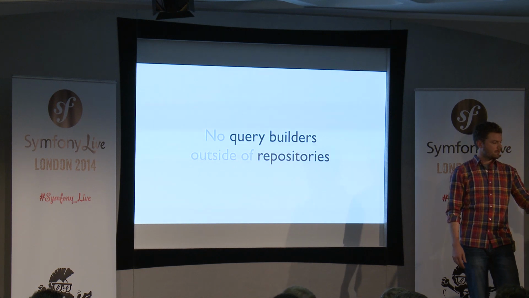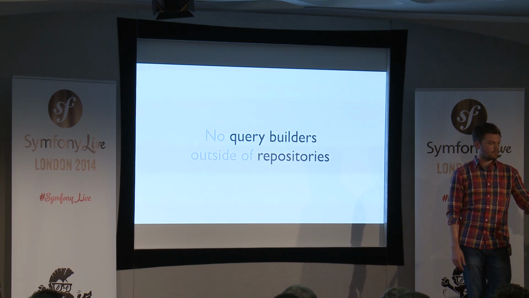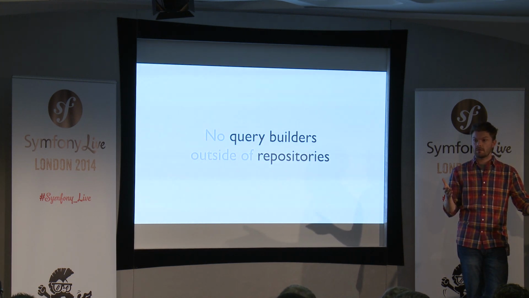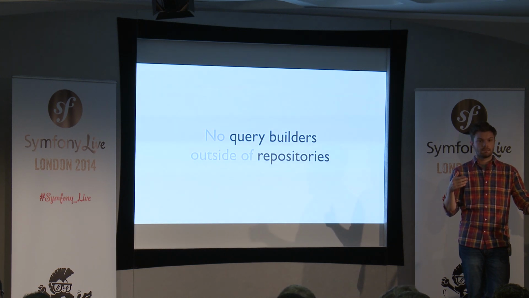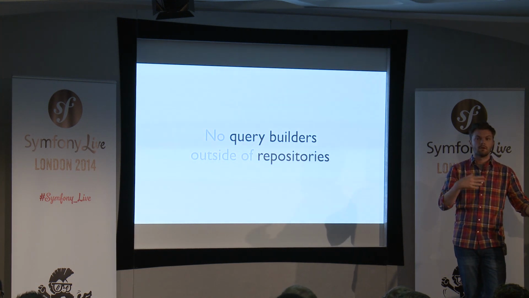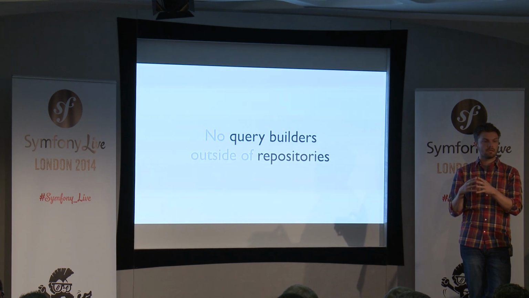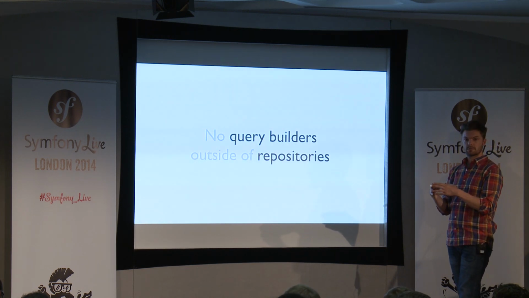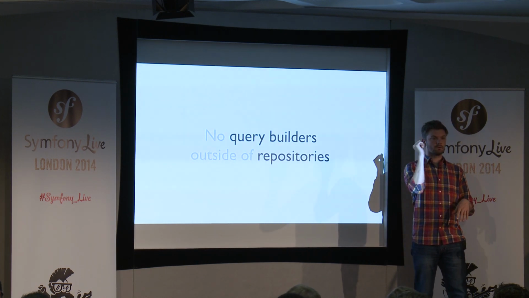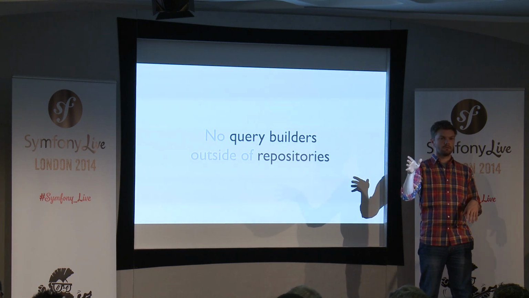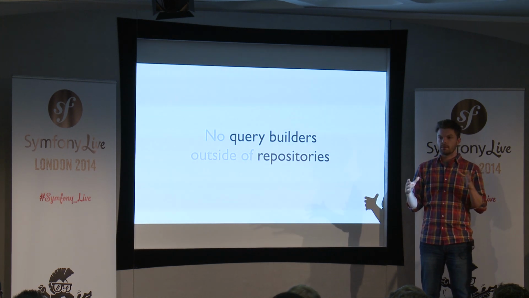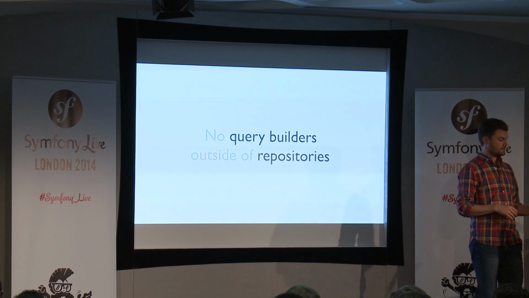Two more quick rants. No query builders outside of repositories. Query builders need to have knowledge of how an object is persisted, and I'll come back to what I said earlier: how something is done should be contained. So the knowledge of how an object is persisted should be contained. If you have query builders in your controllers or spread out across your services, that knowledge of how your objects are persisted is spread out everywhere. We want to keep that contained inside of your repository classes.